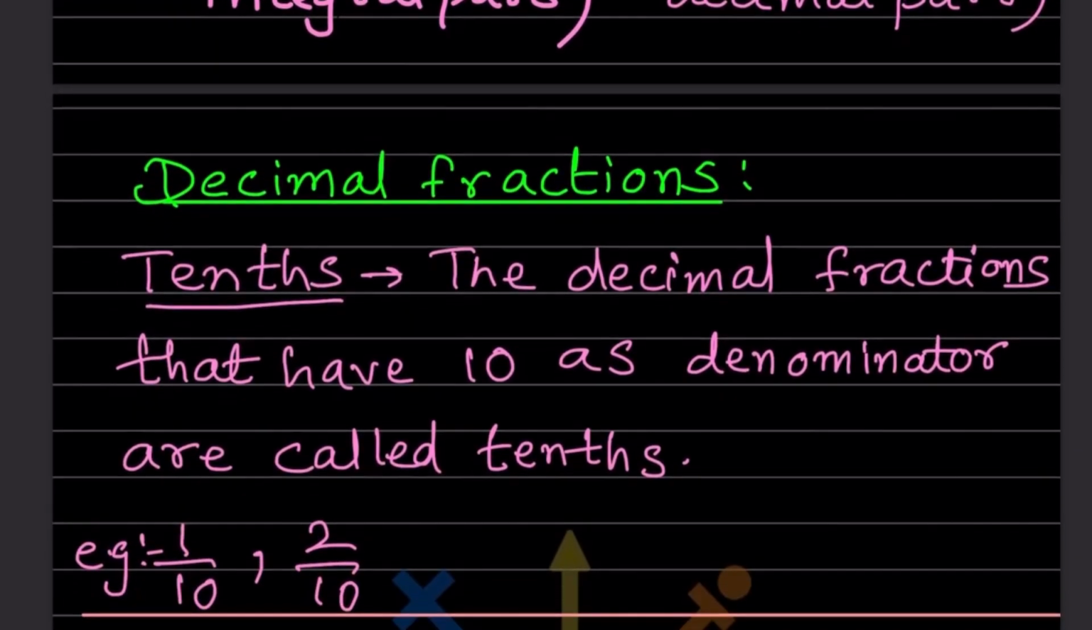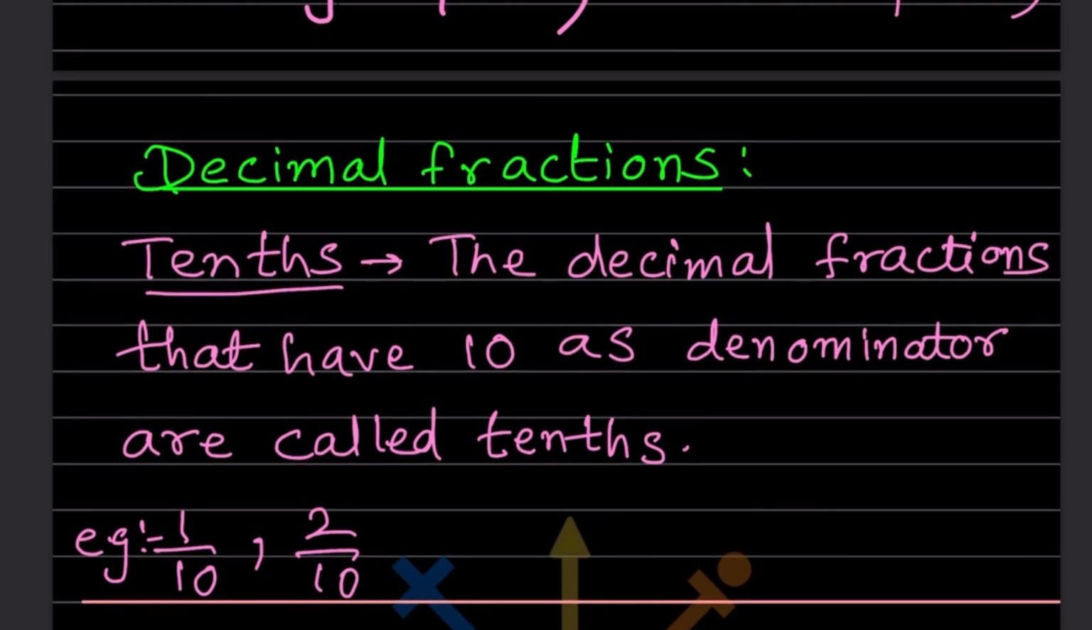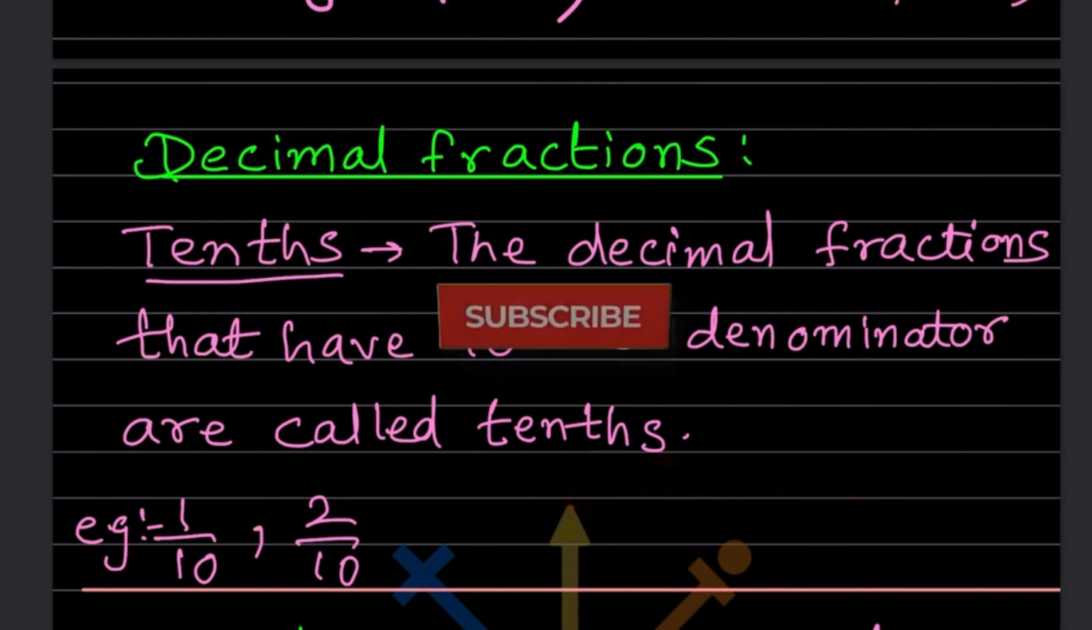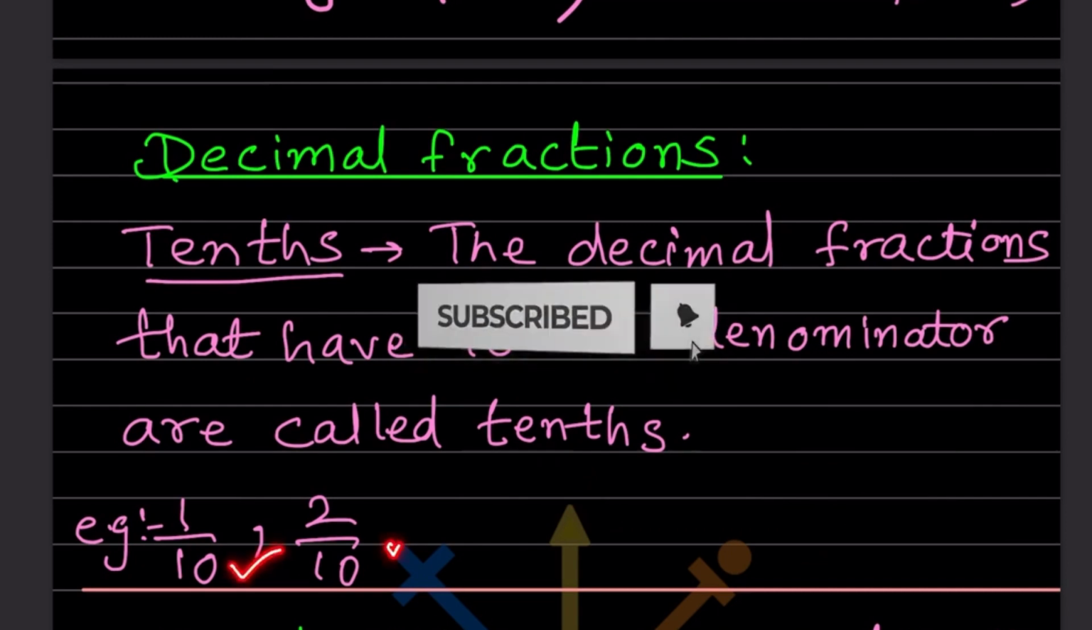The next word we are going to see is the decimal fraction. Many of them have a confusion over here. If I write 4.1, this is the tenths. For example, the decimal fractions that have 10 as a denominator are called tenths. If I write 4.1, this is 1 divided by 10. Hope you got this one. If it is 4.2, then it is 2 divided by 10. So the denominator is going to be 10, and that is called tenths.